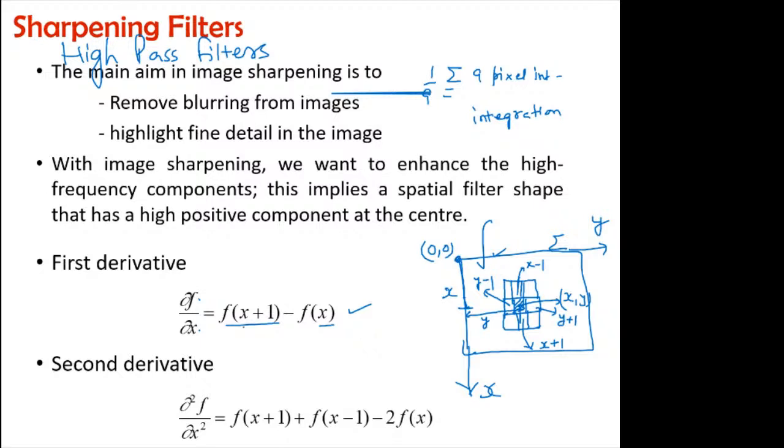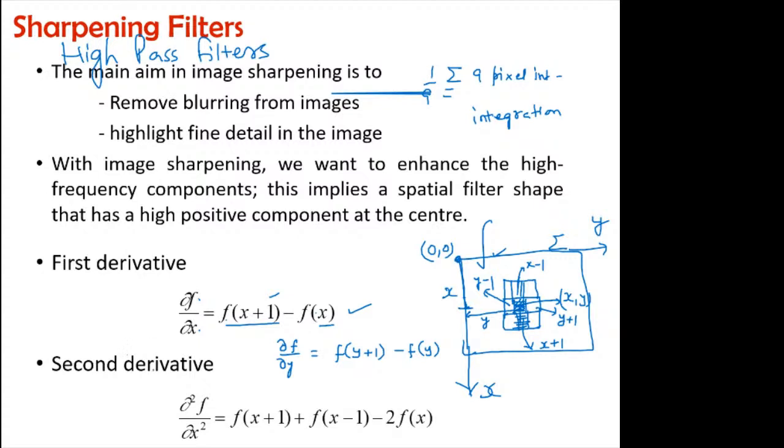Del f by del x is defined as the intensity of this pixel, minus the center, this f(x). So this is the definition of differentiation along x-axis. Similar will be the definition along y-axis. That is understood. Del f by del y if you want to calculate, so f of y plus 1 minus f of y. Right? So this is first order derivative.